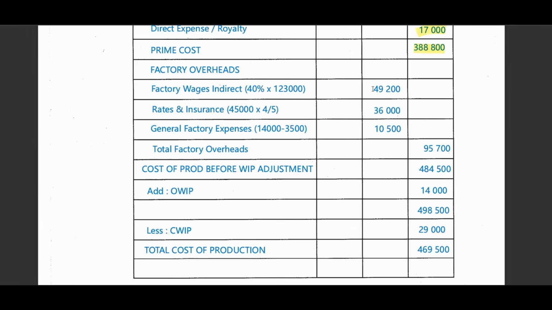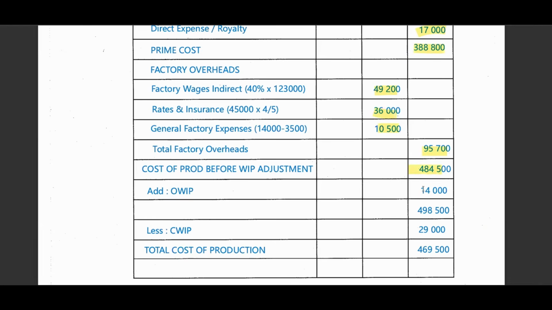Alright guys, so factory wages, 40%, rates and insurance 4/5, and general factory expense was 10,005. Those will be our factory overheads. Add them all up together, total factory overheads 95,700. 95,700 added on to our prime cost is going to give us a value of 484,500.